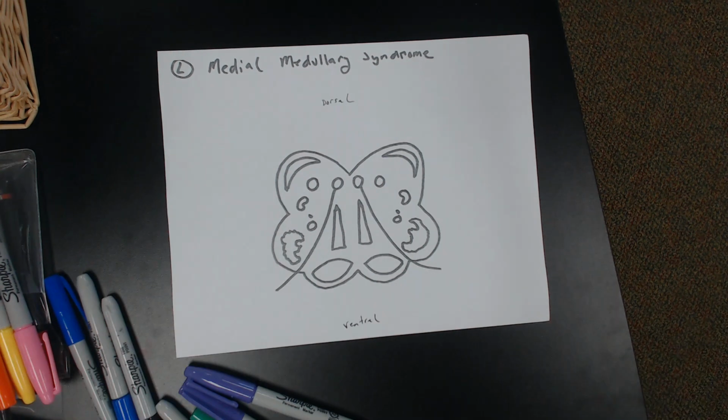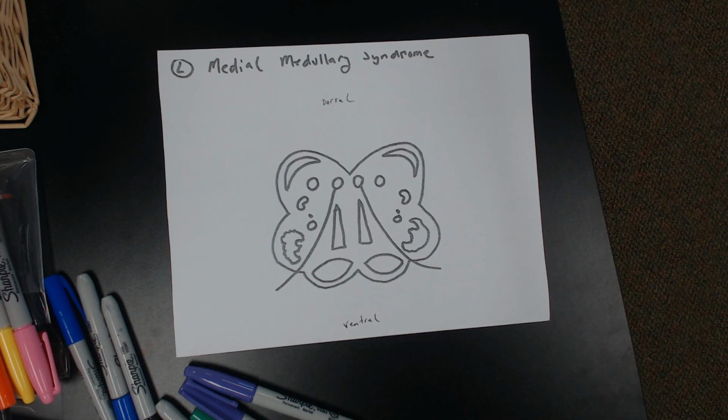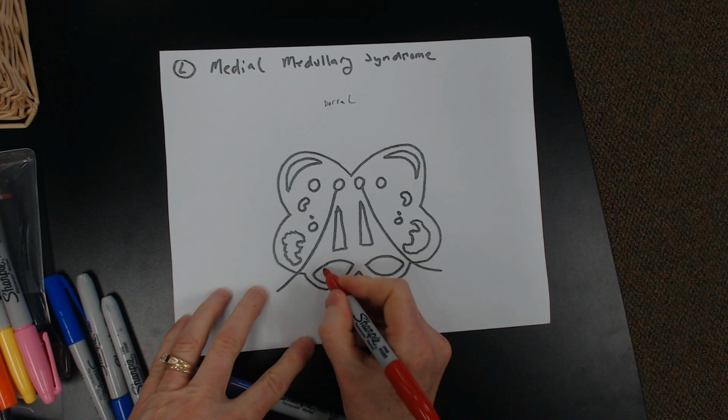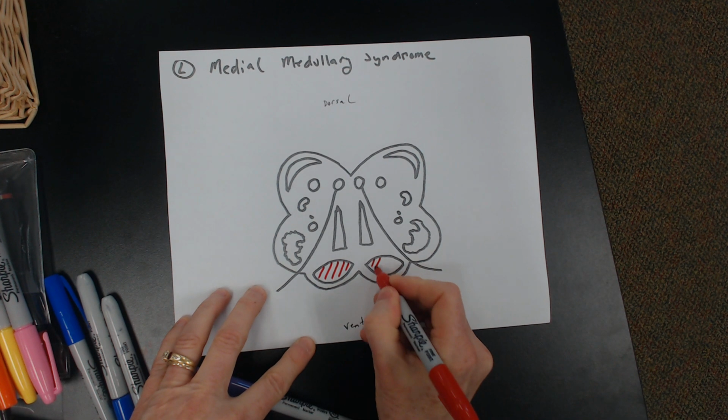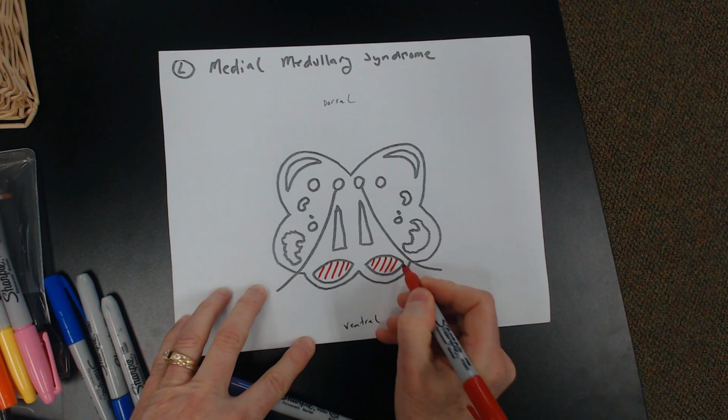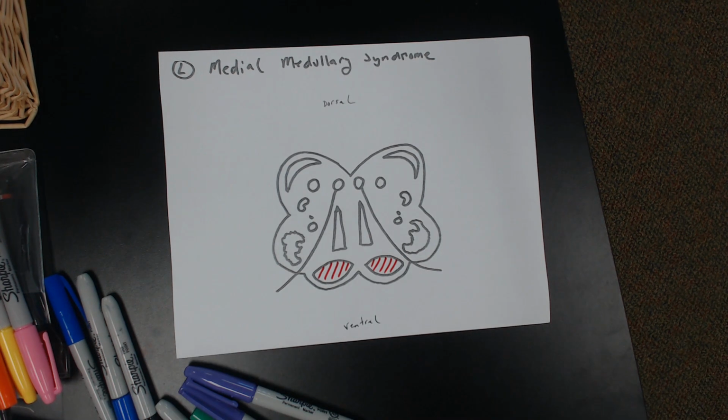Before we talk about the medial medullary syndrome, I just want to go through and label all the players. Does anybody remember this big old pair of tracts here that's going to be most ventral in the medulla? It's corticospinal tract, just the corticospinal tract. Yep, this is going to be your CST.